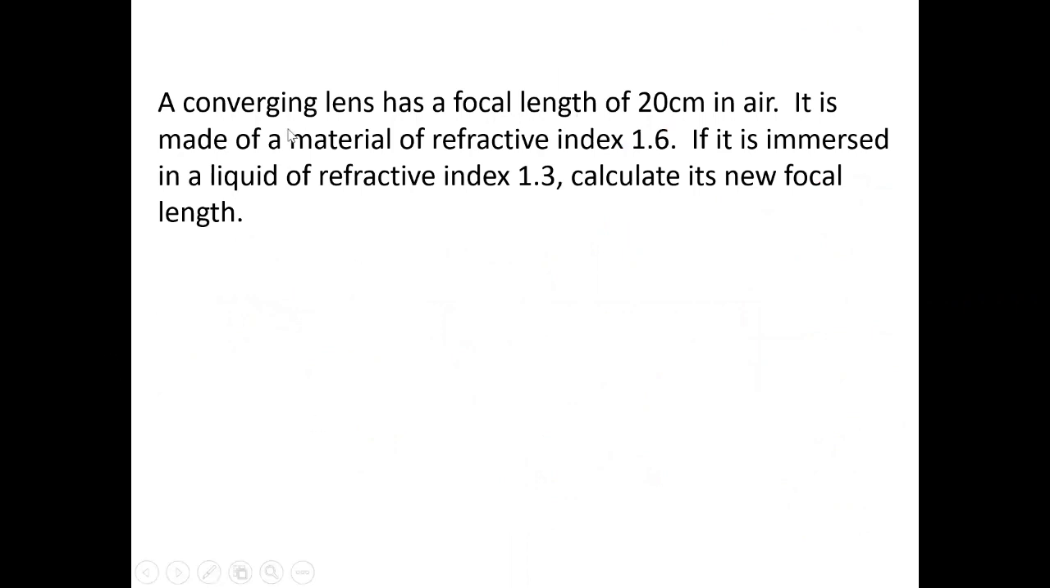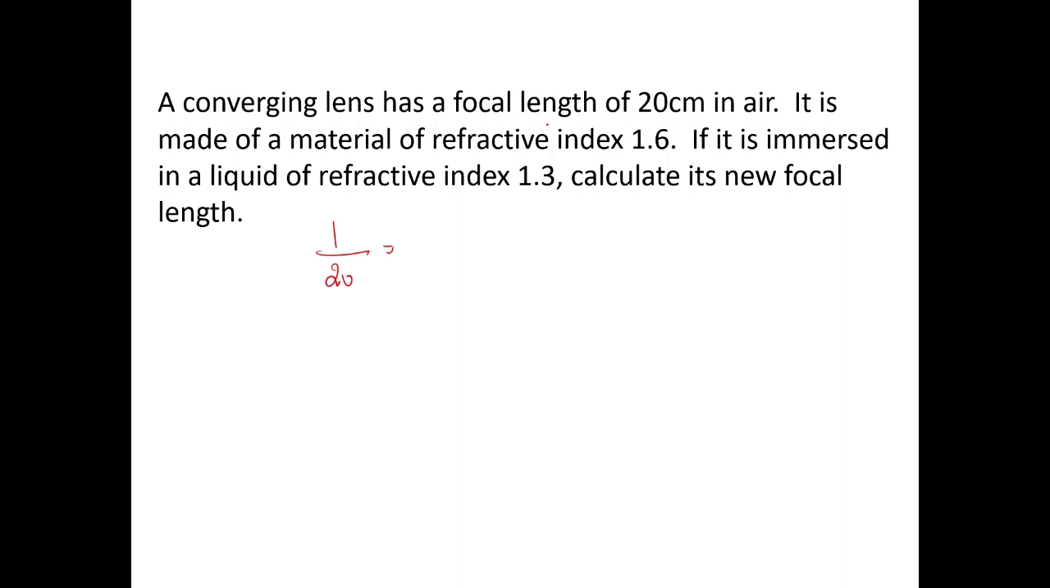Okay. A converging lens has a focal length of 20 centimeter in air. It is made up of a material of refractive index 1.6. If it is immersed in a liquid of refractive index 1.3, calculate its new focal length. So here, how will you do this problem? You will write 1 by 20, correct? It is made up of material of refractive index in air.